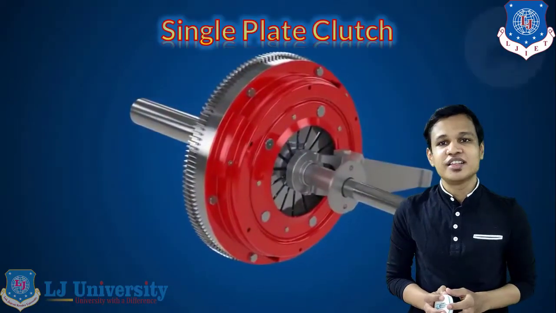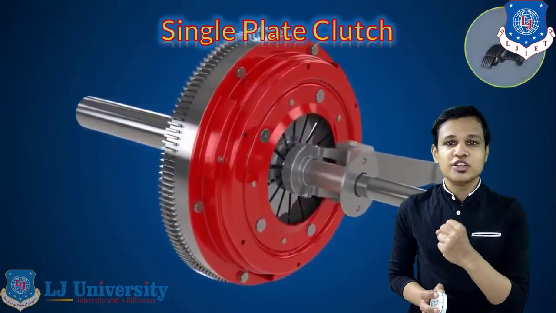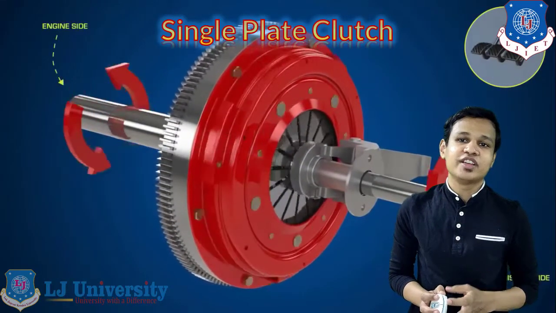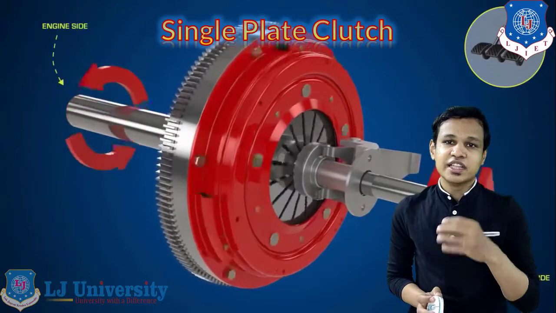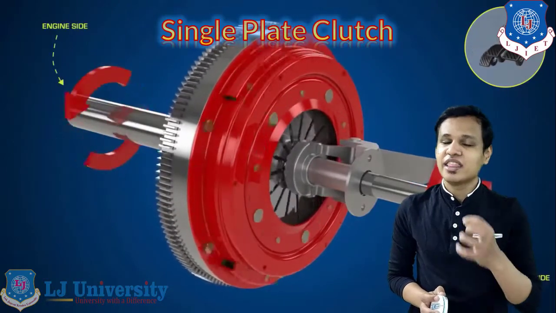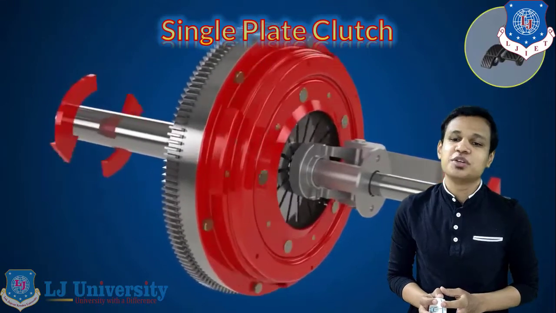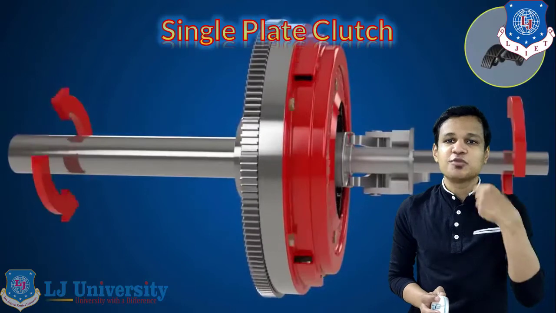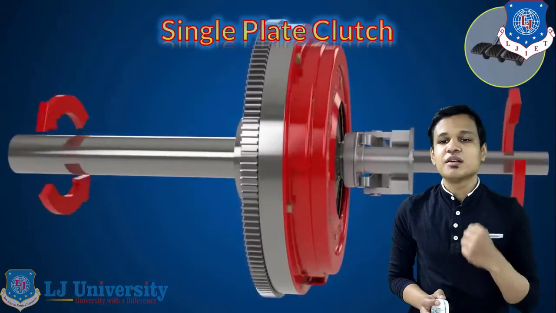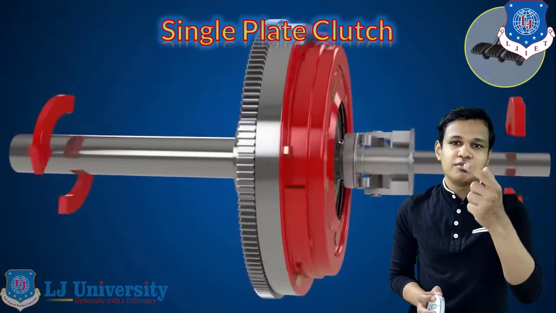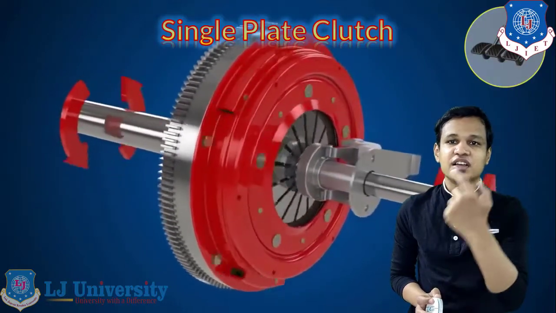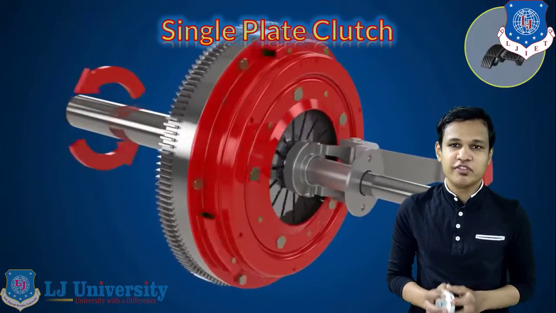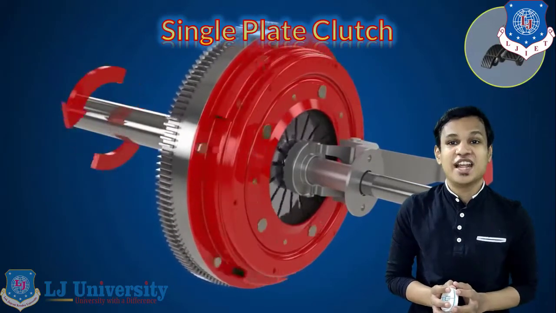The first one is the single plate clutch. In the figure you can see that the input shaft and output shaft are connected with a clutch assembly. The input shaft is on the engine side and the output shaft is towards the transmission side. In the video, the plate colored red is our pressure plate. The plate which has teeth around it is the flywheel, and in between there will be a clutch plate which will be in connection with the pressure plate.